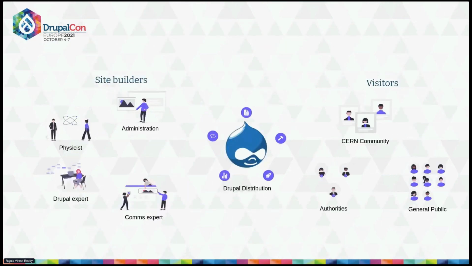So at CERN, we have a different set of audience and users. So we have different kinds of site builders. We have physicists, administrators, Drupal experts, and comms experts. And we have different visitors for all our websites. So we have general public, we have authorities, the member states, and the CERN community as well.